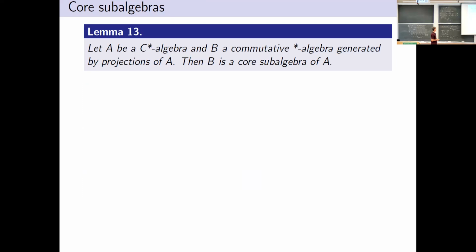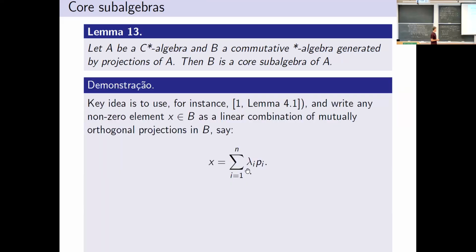What else do we have here? Okay, so if you have a star algebra A and B a commutative star algebra generated by projections, then that's a core subalgebra. To prove this, we just take an element of B. So this is a star algebra generated by projections, and you can rewrite the element as a sum of mutually orthogonal projections.